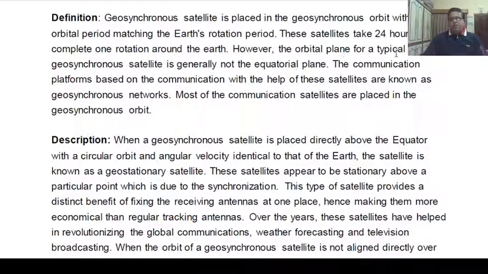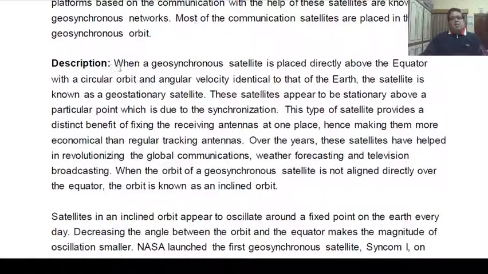The orbital plane for a typical geosynchronous satellite is generally not the equatorial plane. The communication platform based on communication with the help of these satellites is known as geosynchronous networks. Most of the communication satellites are placed in the geosynchronous orbit.